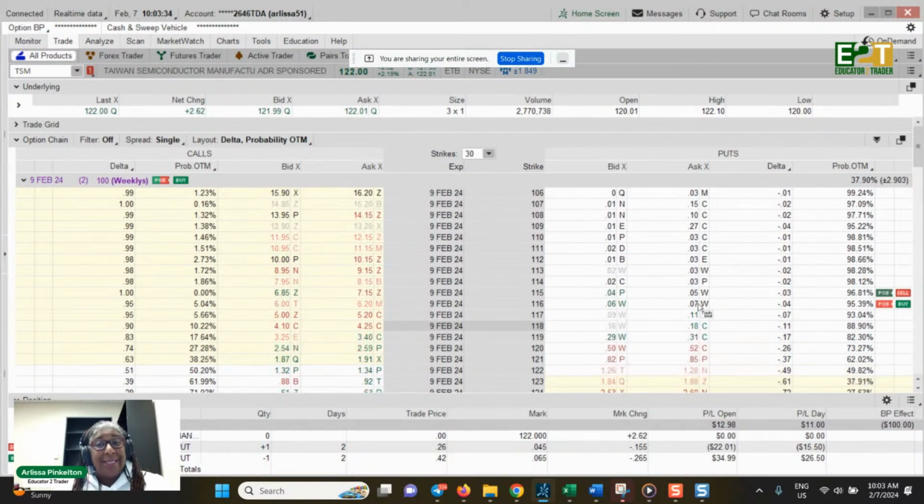Because Wednesday is another good day to enter credit spreads. I like entering on Wednesdays because you have only a couple days left before expiration.